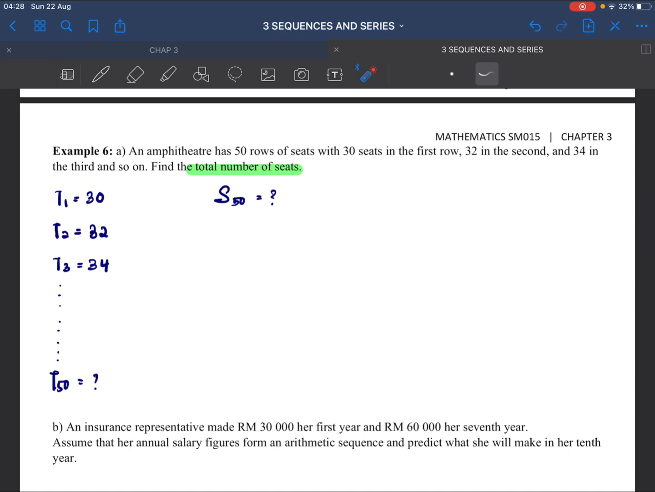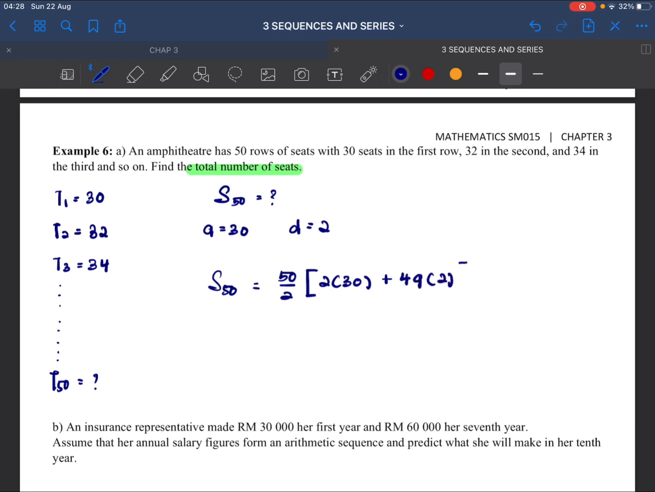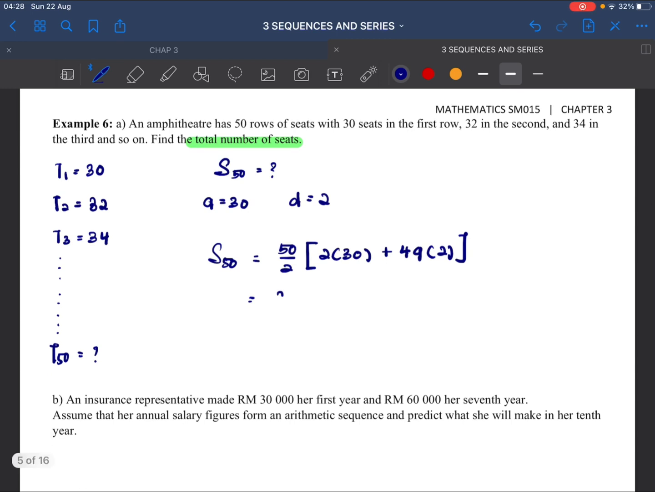Keluarkan our a and d. So we have our a equals to 30, the first term, and then d is equals to 32 minus 30, we have 2. So straight away go to our formula. S50 equals 50 over 2, times 2 times 30 plus n minus 1, which is 49, times 2. So we have, tekan calculator, what's the answer? 3950 seats. Alright, so simple je lah, easy je.